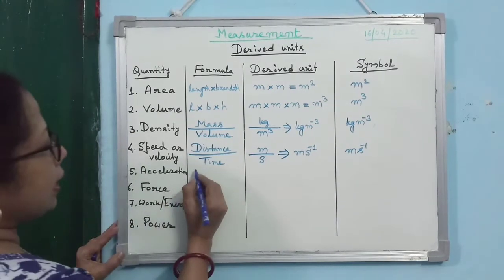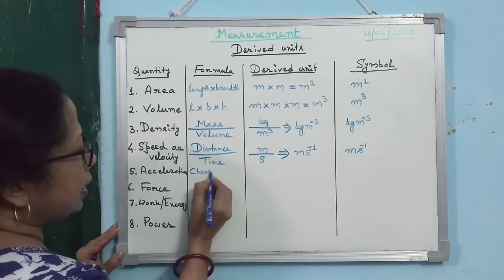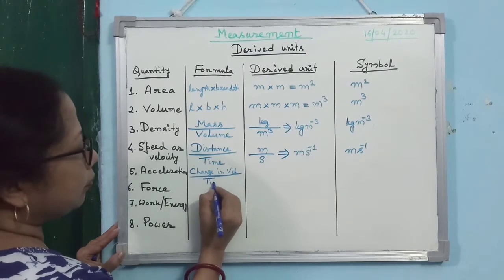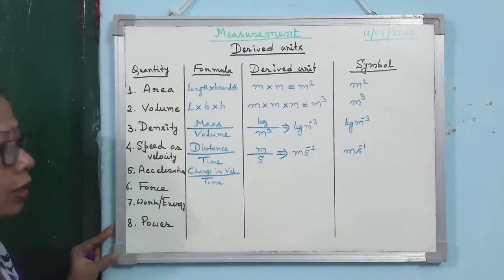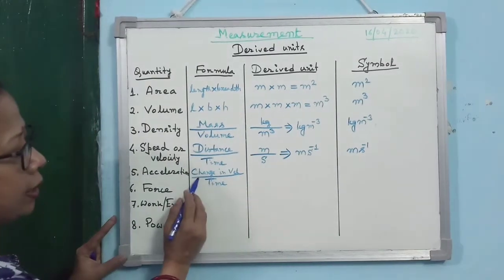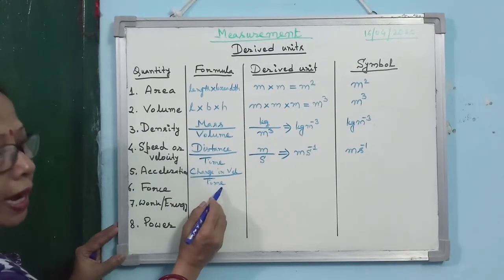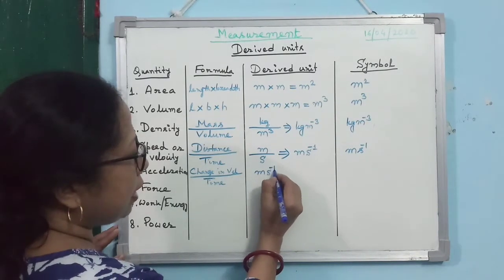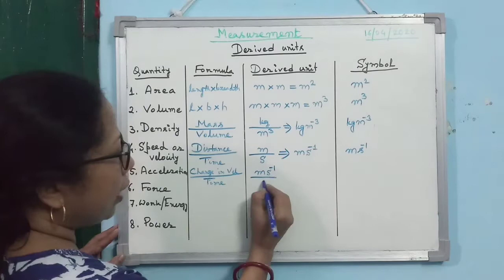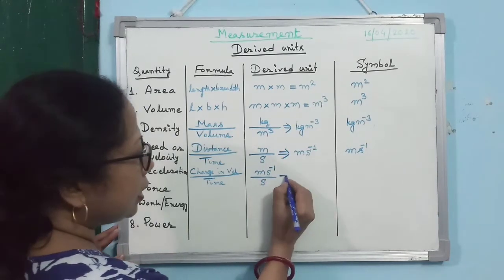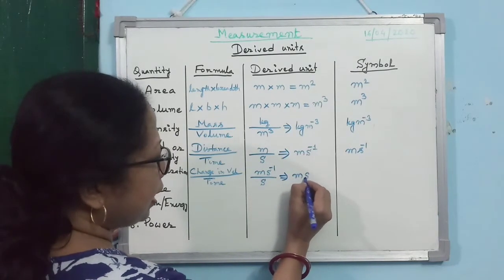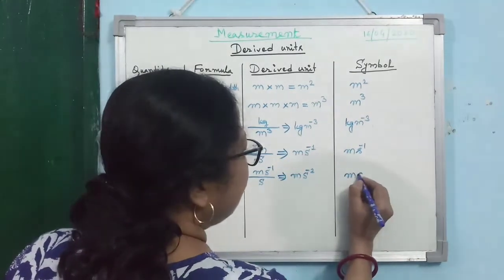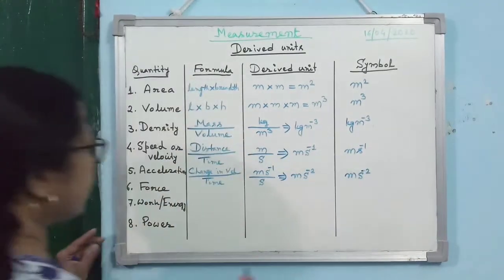Then what is acceleration? Acceleration is change in velocity by time, meaning the rate of change in velocity is acceleration. So we write it as change in velocity by time. Now what is the SI unit of velocity? The SI unit of velocity is m s to the power minus 1, divided by time, so again second. So what are you getting? m s to the power minus 2. So what is the symbol here? m s to the power minus 2.